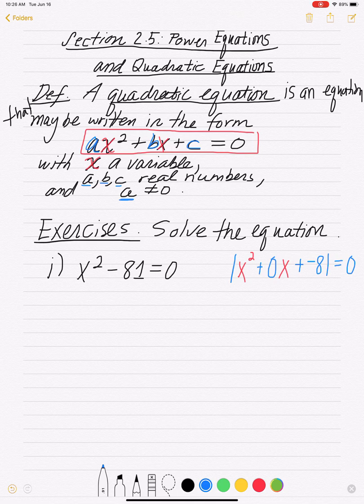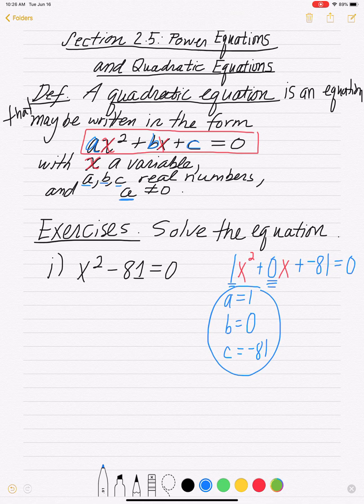So here you could see that a is 1. It's the number here in front. B is 0. So originally you didn't see just an x term in the equation, but you can invent an x term and just call it 0x. And C you could call negative 81. A, B, and C. In any case, we want to solve this.